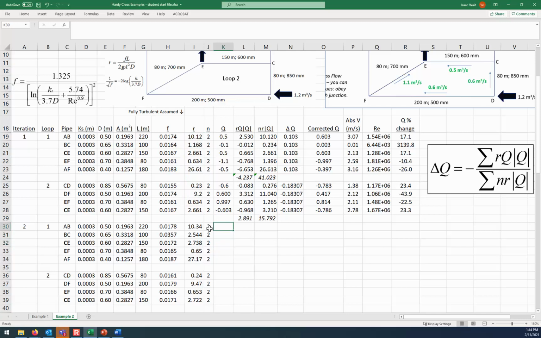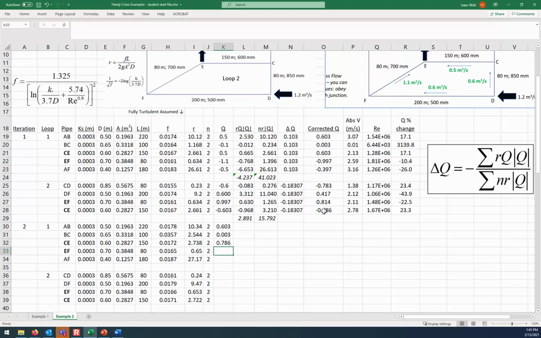Now for the flow rates, we're not going to key those in manually. We're just going to refer to the previous flow rates. And so where's the best guess for AB? Well, AB is not one of those common pipes. It's only in loop 1. So I'm going to say equals, here's my guess for AB right there. BC, here's my best guess for BC. Best guess for CE, it is down here. So I'm going to say equals minus this one.